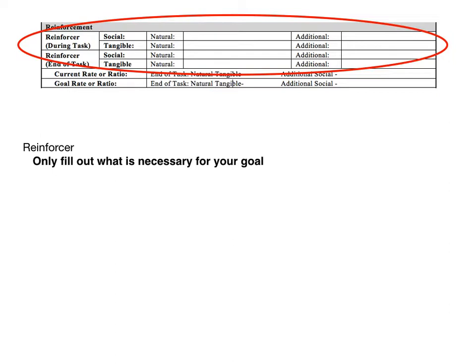Moving on to the tangible natural, these are concrete things that are naturally occurring. For example, going back to the break, if a student is asking for a break, being able to escape the non-preferred task is the reinforcement. Looking at tangible additional, this is anything extra you add as reinforcement. For example, our tokens, edibles, or gaining access to an item.